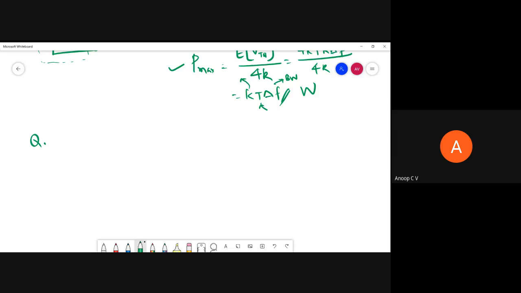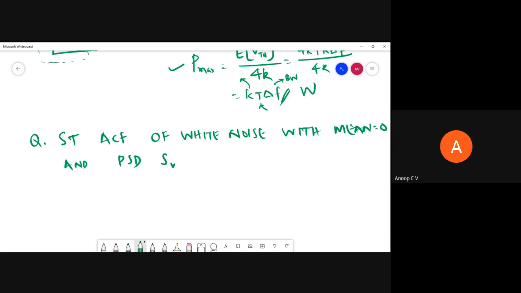Now the next question is, show that the autocorrelation function, ACF, of white noise with mean equal to 0 and power spectral density SW of F equal to n naught by 2. I have just discussed it, but I didn't tell this in detail. I asked you whether you know the Einstein-Wiener-Khinchin theorem, and some of you replied yes and some others no.